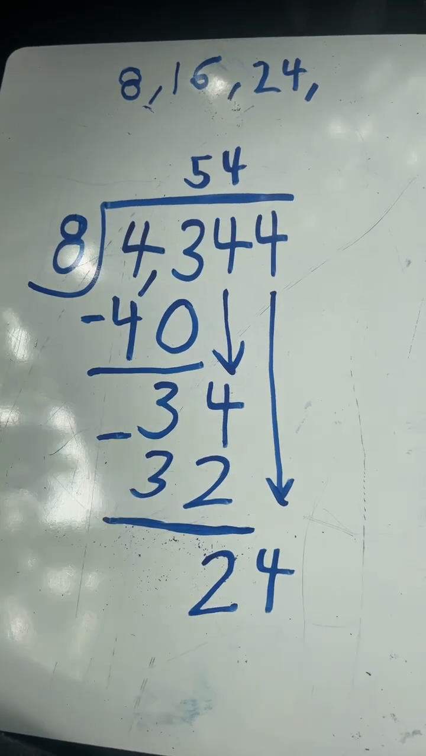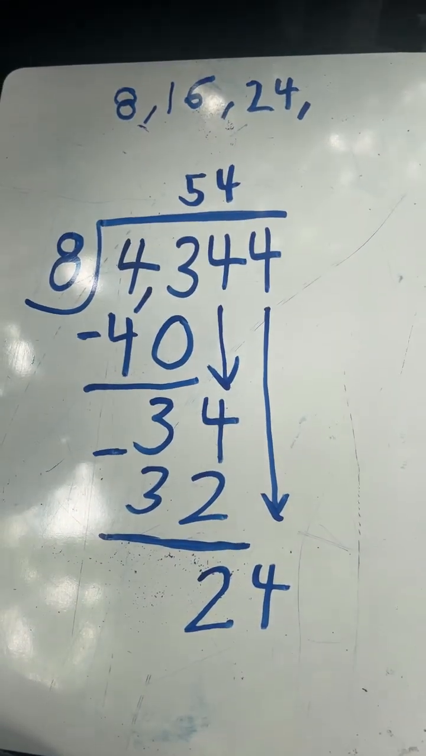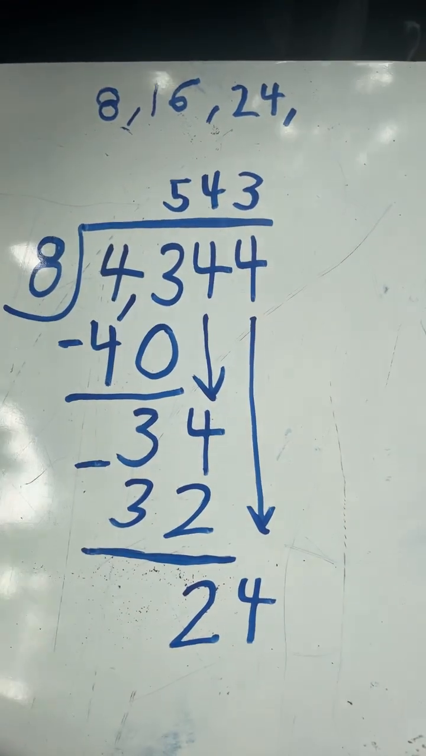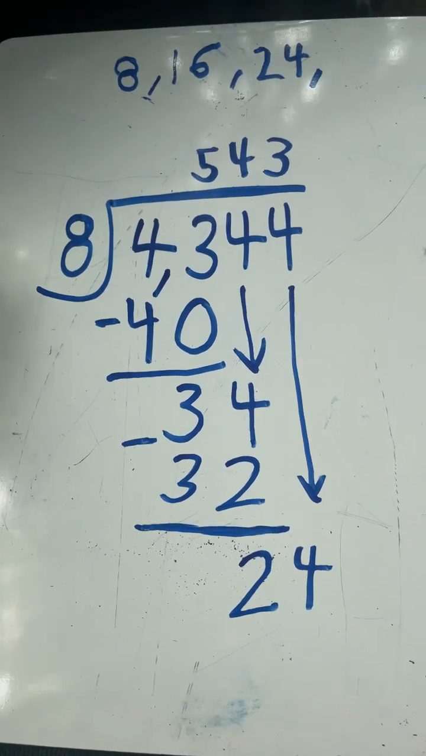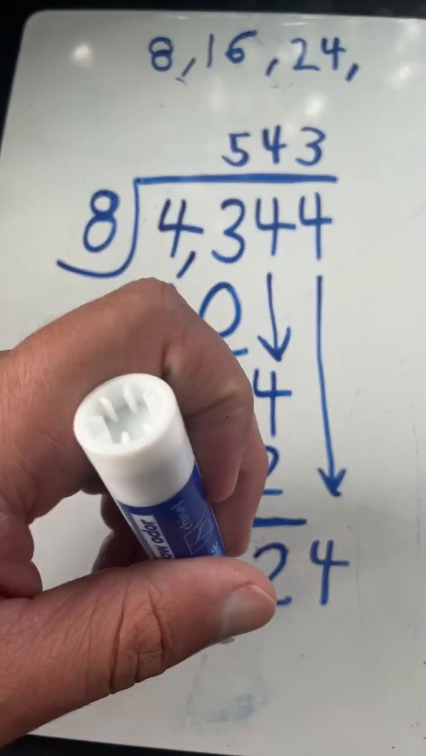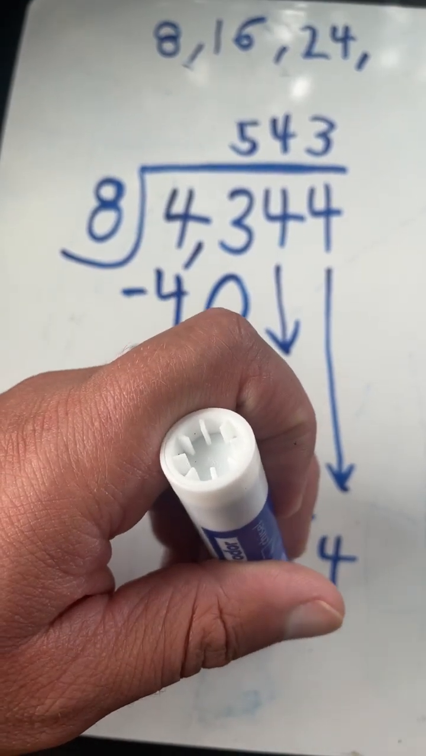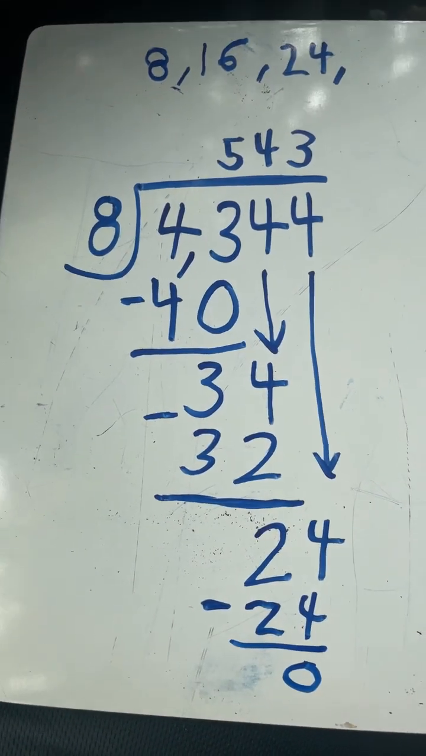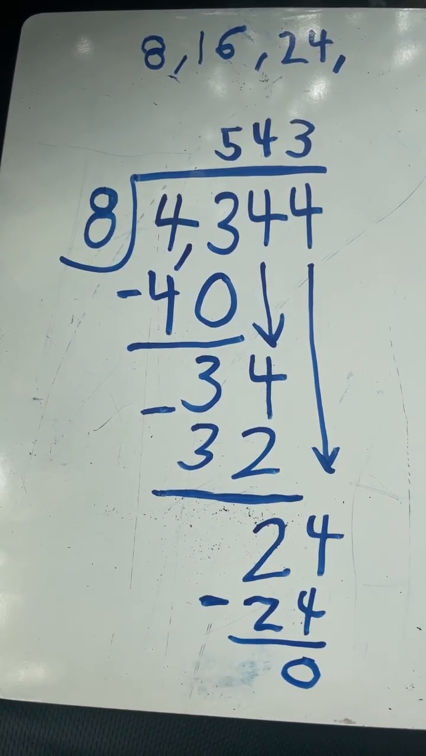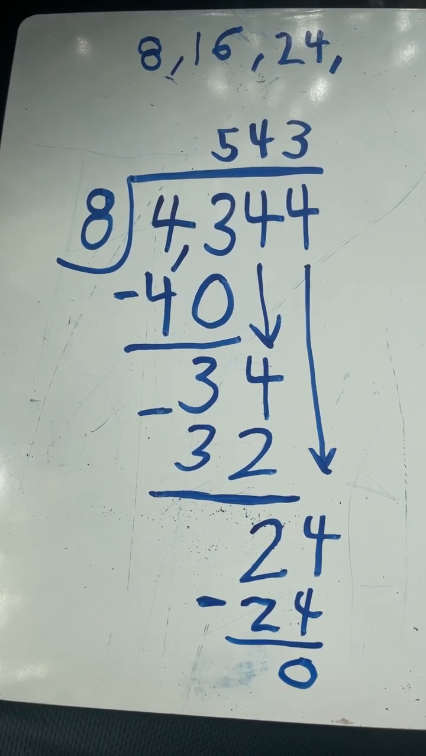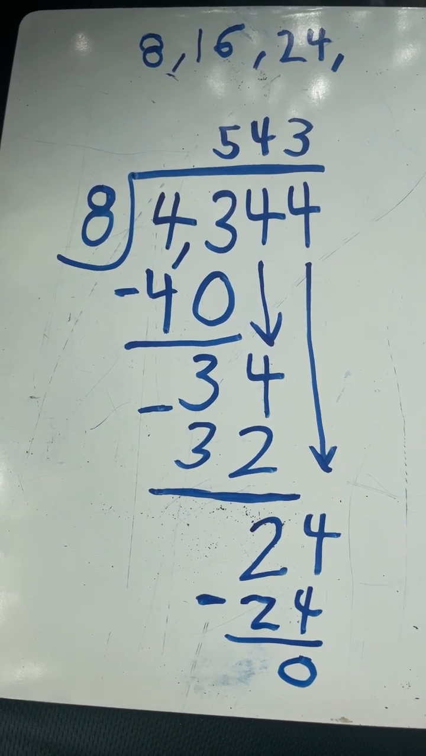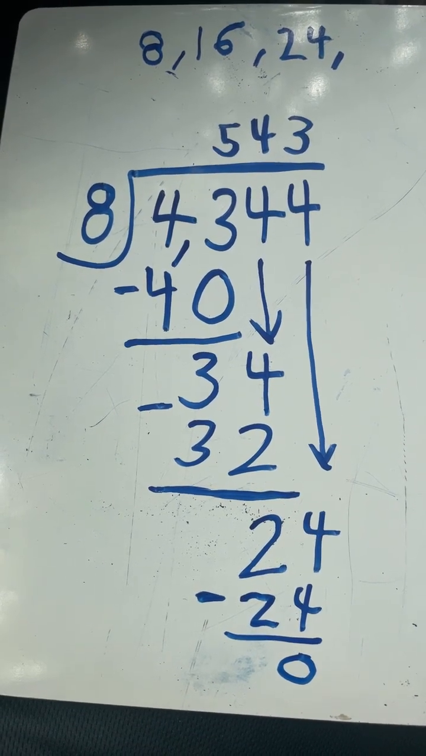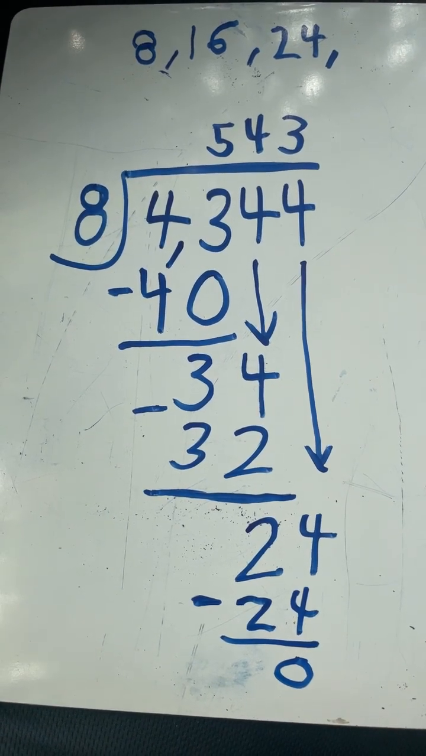So 24 divided by 8 equals 1, 2, 3. 24 minus 24 equals 0. And the problem is solved. So 4,344 divided by 8 equals 543.